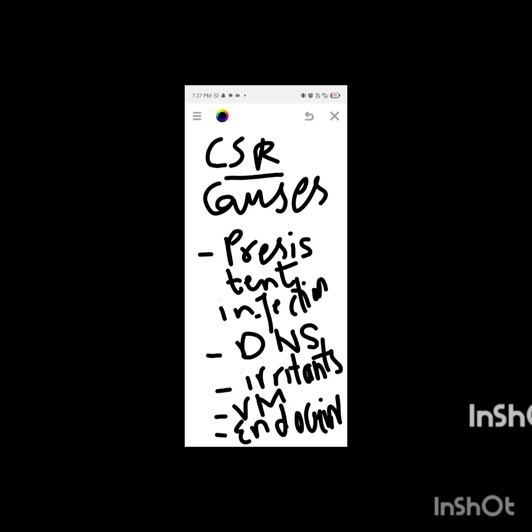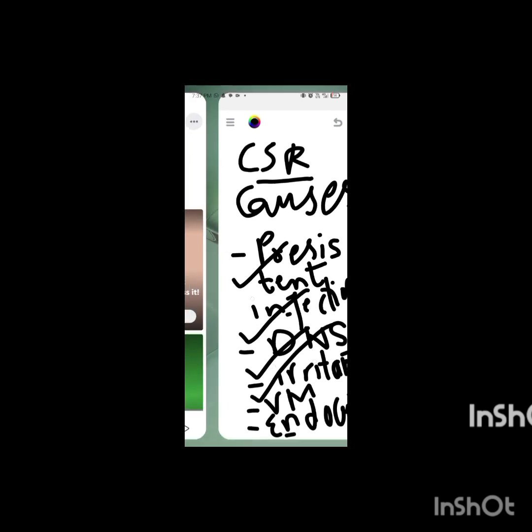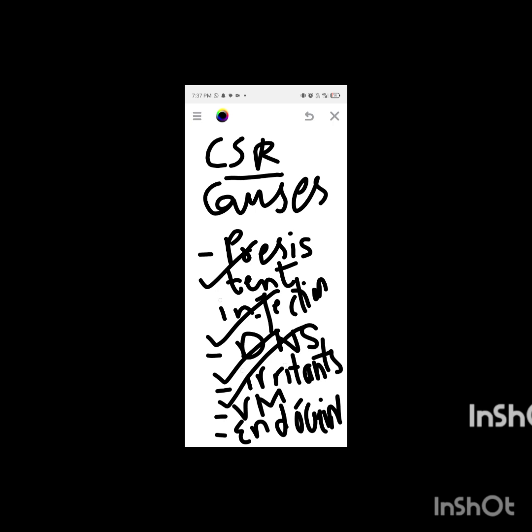If there is a persistent infection, or there is a DNS, and there is a continuous exposure to irritants, and there is vasomotor rhinitis or endocrine disorders such as hypothyroidism, then the patient is having recurrent infection that converts a simple acute rhinitis to the chronic rhinitis. Symptoms are prolonged, or there is supervening of bacterial infection, then it also causes the chronic simple rhinitis.